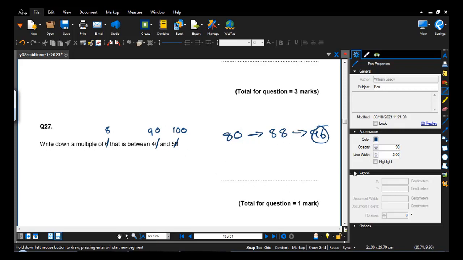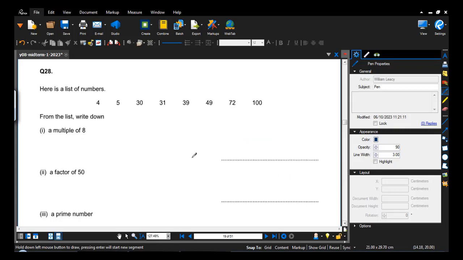You're going to do the same here. Between 40 and 50, with 6, you should know that. You could go to 60 and then go back 6, but it should be straightforward. Multiple of 8 should be very straightforward.